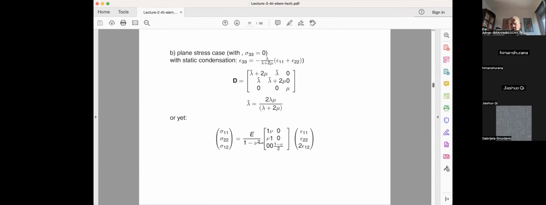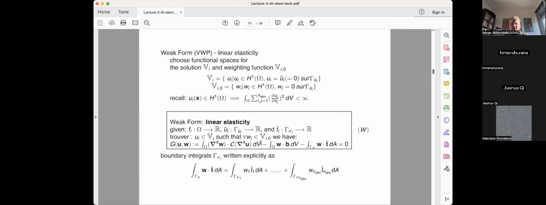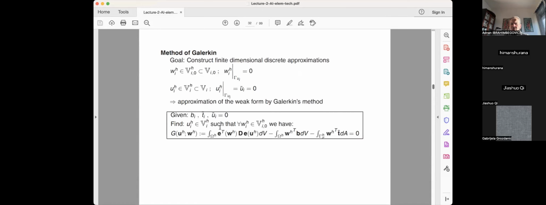So this is the way I'm packing all my weak form, which was written here in tensor notation. I am doing nothing else but repackaging this into matrix notation, and I write it now here.